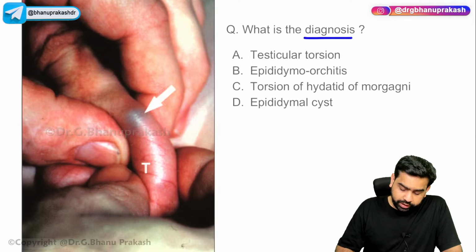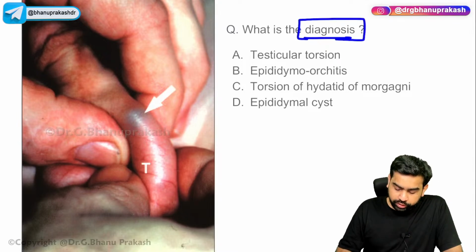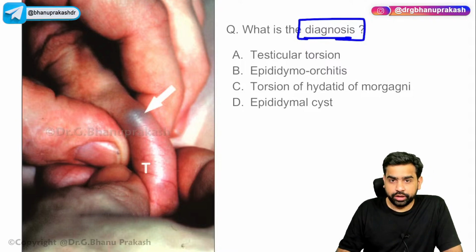Now, what is the diagnosis of this particular patient? Is it testicular torsion, epididymo-orchitis, torsion of the hydatid of Morgagni, or an epididymal cyst? What is the diagnosis of this particular patient? Can you please help me with this?